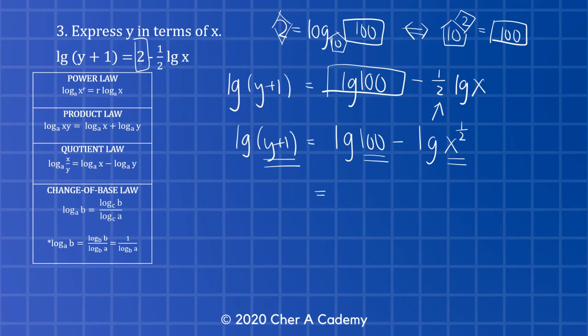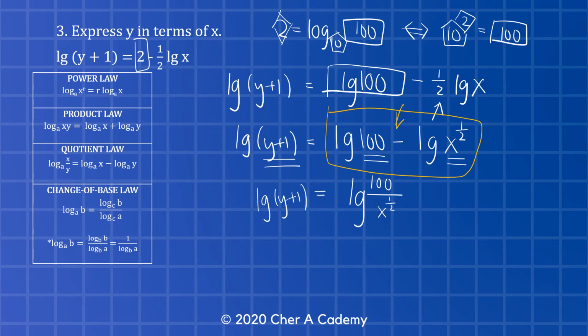So I will look at this first. These are two logs that are separated with a minus sign. So this tells me that I can use the quotient law to put them together. So I have common log here. Okay, 100 goes on top, and x to the power of half goes below. So log y plus 1. So since they are the same log, the same base, it means that y plus 1 is equal to 100 over x to the power of half, which is square root x.